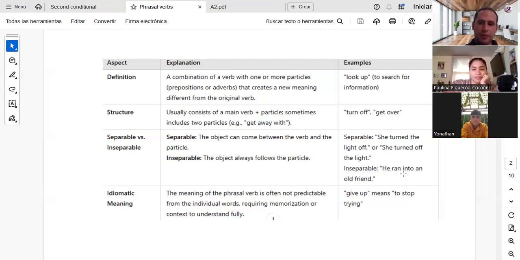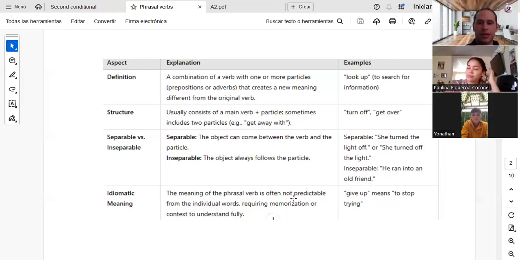Ran into. He ran into an old friend. What do you think? The meaning of run into. Run es correr, ¿no? Yes. But remember, the meaning completely changed. So try to guess with the context. He ran into an old friend. What do you think could be? No ideas? Okay. Como volvió a su viejo amigo. More or less, you're close. Se encontró. Ella se encontró con su viejo amigo.